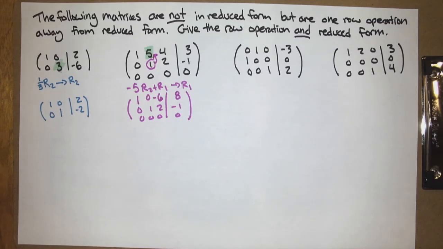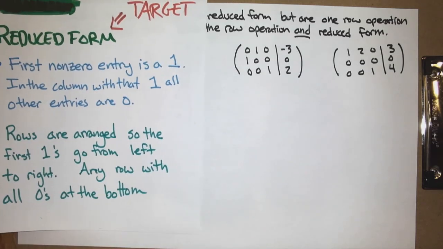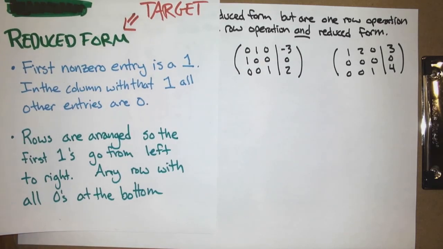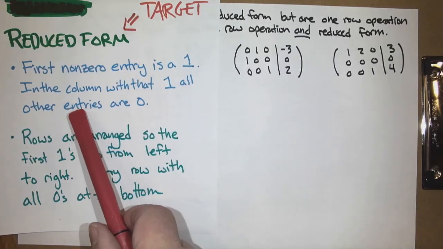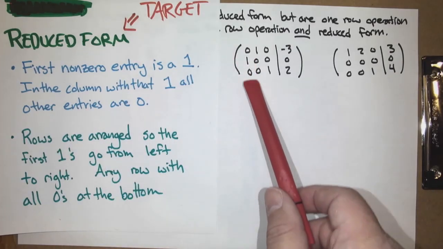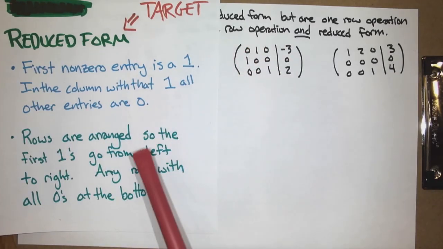As a reminder, here's reduced form. The first non-zero entry is a 1, check. In the column with a 1, all the other entries are 0, check. So it's not the first bullet point, so it's the second bullet point. What's going on?